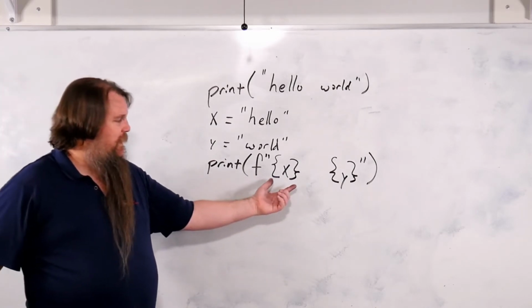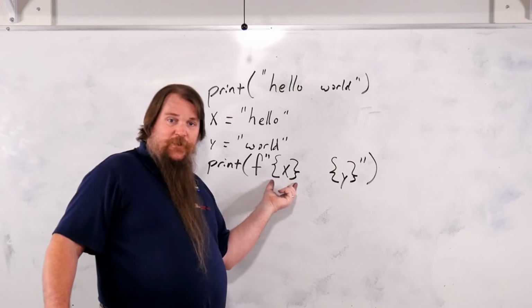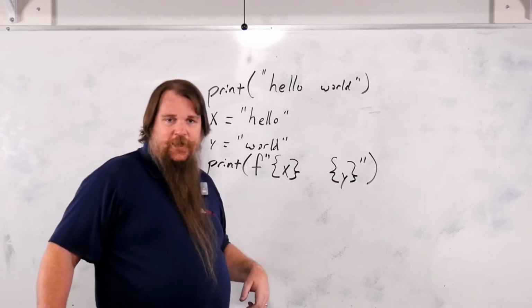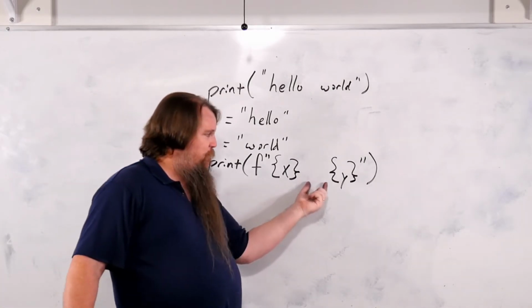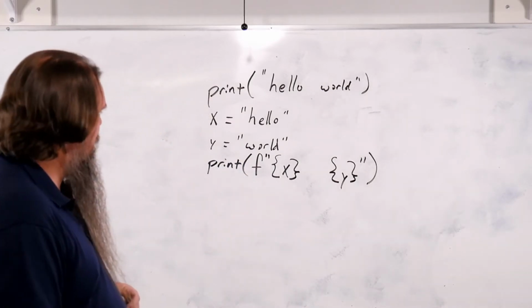So what do we see here? This is a little place where we can drop in a variable. Then there's a single space. Then we're going to drop in another variable. This will print out hello space world exactly like the previous statement.